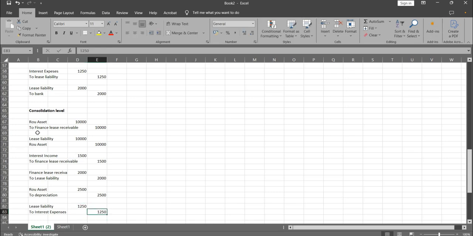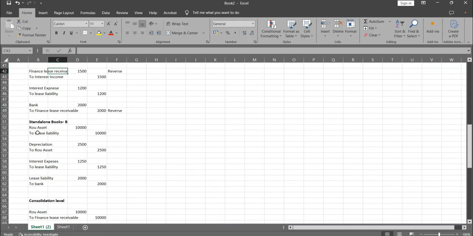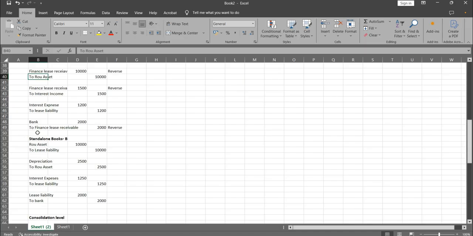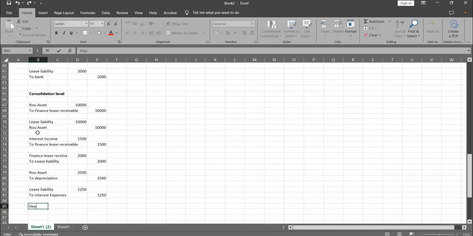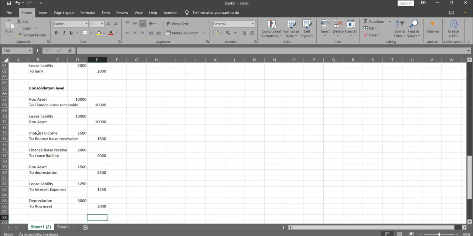Okay, now over and above reversing all these entries, we will have to pass some additional entries because entity A has reversed its ROU asset. So had this ROU asset not been reversed, had this sublease transaction not happened, then A must have recorded depreciation on that ROU asset. So at consolidation level, we will have to book that depreciation to ROU asset. Let's say on that amount 3000 would have been the depreciation, so we will record that depreciation as well. So with this, I think we have covered all, we have reversed all the elimination entries.